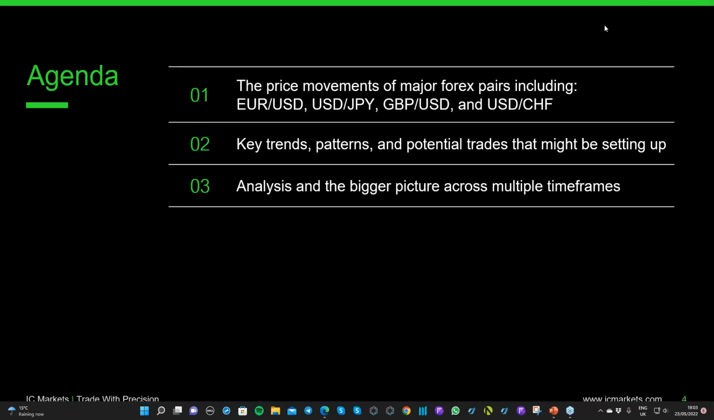The agenda for today then, what we're going to be doing today, we're going to be looking at the price movements of major Forex pairs, including, but not exclusively, Euro dollar, US dollar against the Japanese yen, British pound against US dollar cable, and US dollar against the Swiss franc. We'll be looking at some others as well, and of course if you do have any questions, anything you particularly want me to take a look at, then please do feel free to drop it in the questions box, and if we have time at the end we'll go through some of those things as well. So we're going to be looking at key trends, patterns and potential trades that might be setting up.